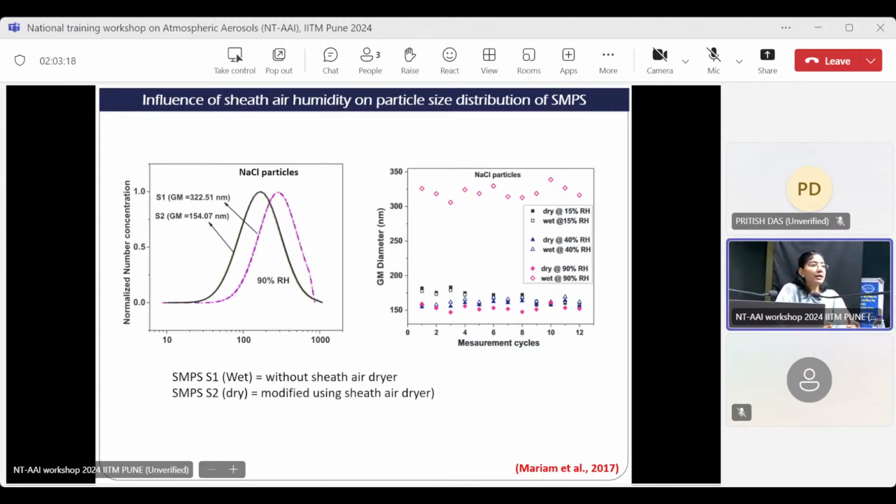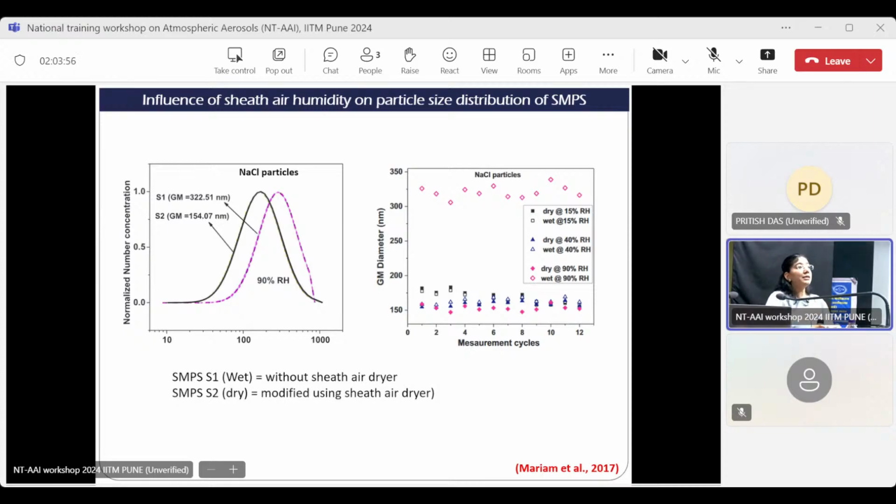So the humidity of the sheath flow also influences the distribution. If you see this, this is the graph for NaCl. This black line is when you have dried the sheath air. So you have a sheath air path, which we will show in the SMPS. If you do not do anything, you can modify the sheath air path using a dryer, and then your distribution is something else. And when your sheath air has 90% humidity, for example, your distribution is like this.